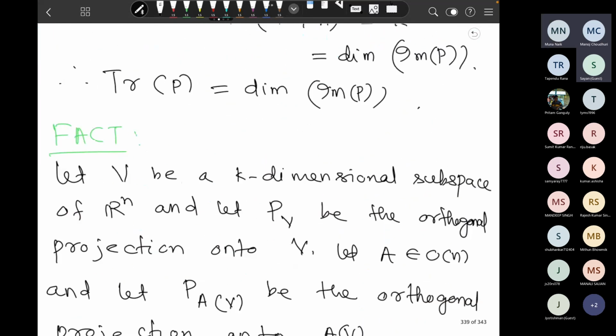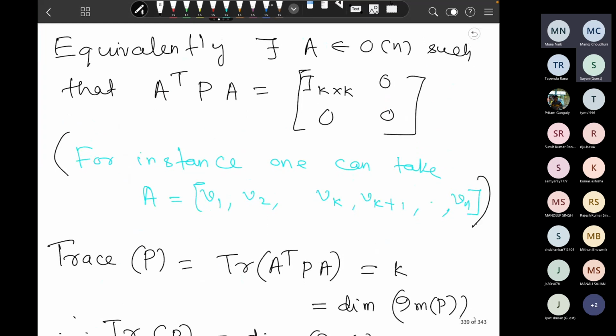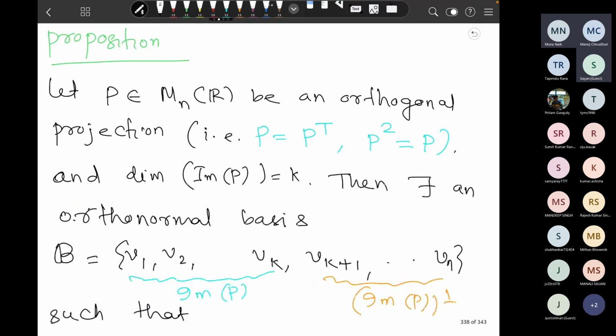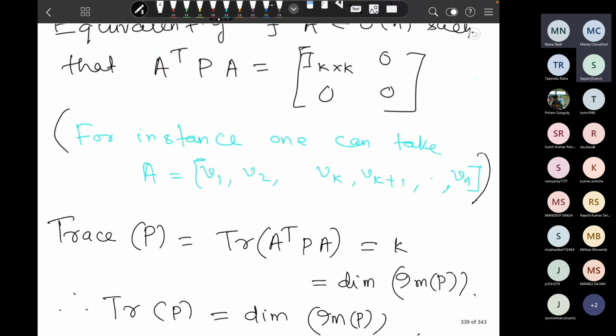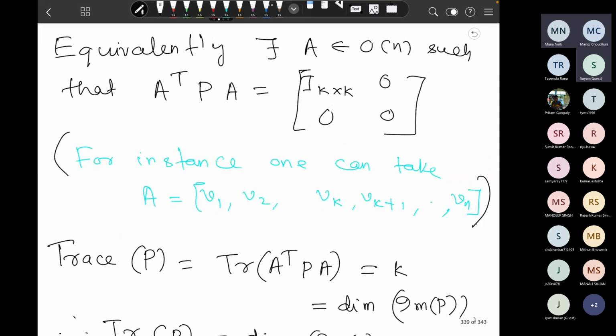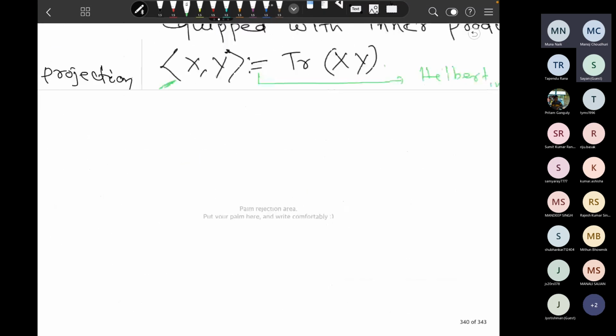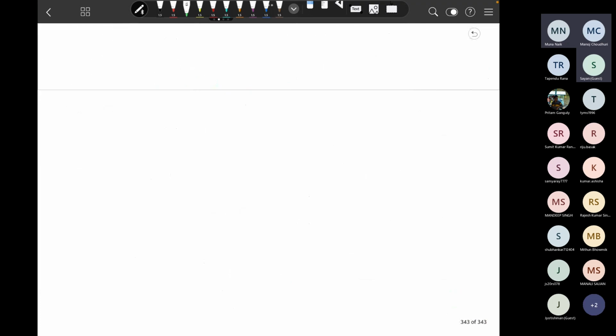This is the proposition. If P is an orthogonal projection so that the dimension of the image of P is equal to k, then there always exists A belonging to O_N so that A transpose PA is equal to this thing, and this is really your Q naught. So transitiveness is also clear from the previous proposition.